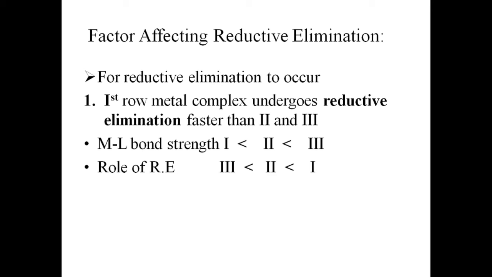Okay, this is the first factor. First row transition metals undergo reductive elimination faster as compared to second, then third row. This is a relation between metal bond length, metal bond strength and rate of reductive elimination.